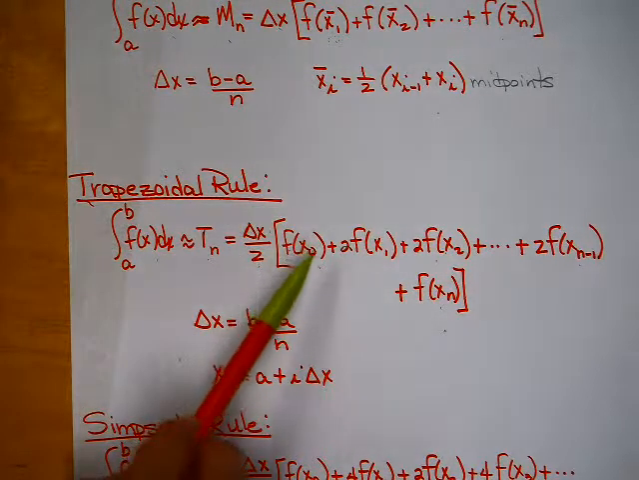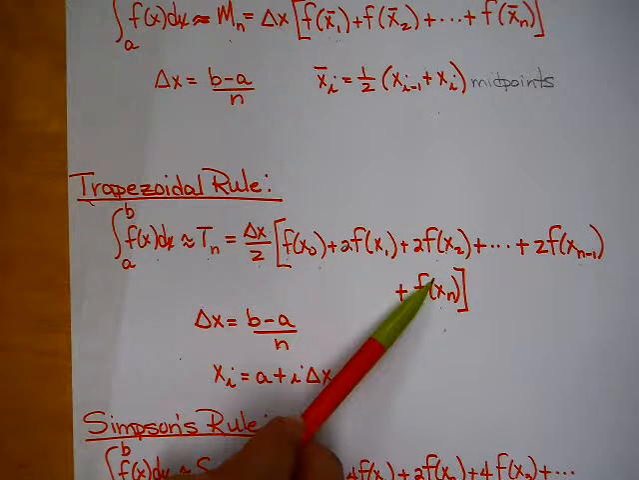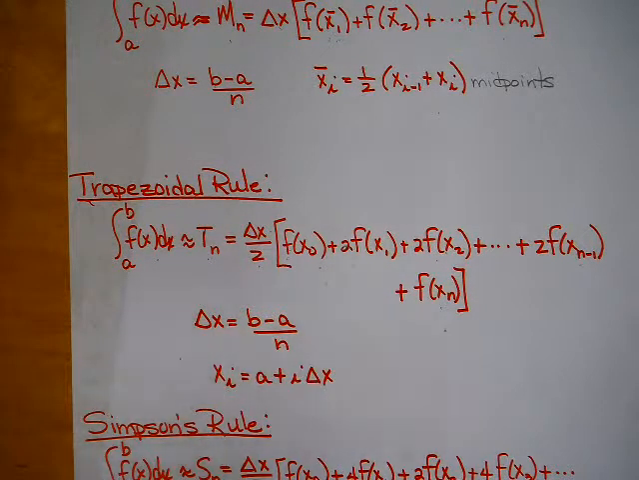Okay. Midpoint rule is evaluated at midpoints. Trapezoidal rule is evaluated at each endpoint of your regions, of your little area.